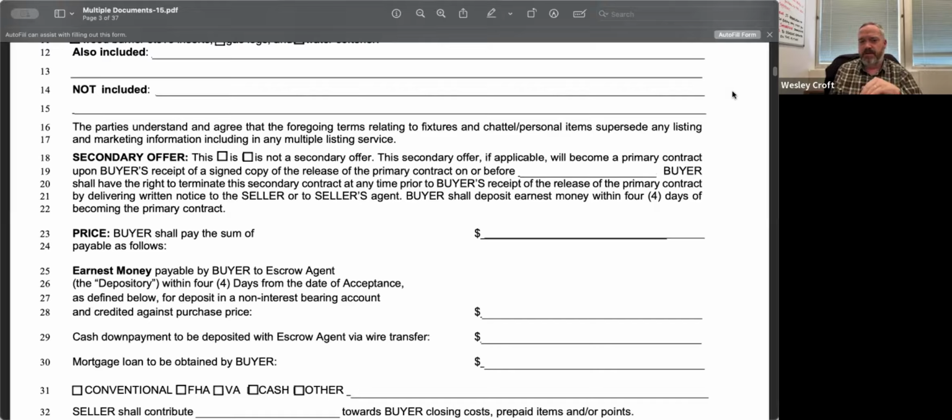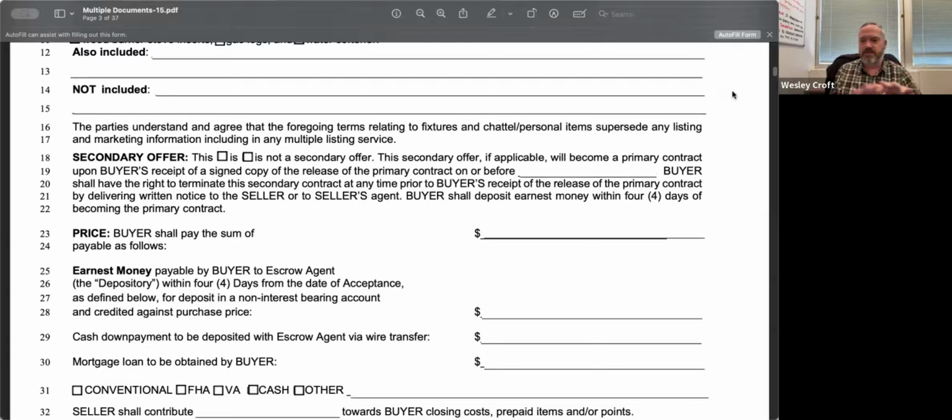Line 12 would be for things like a hot tub, which is a big one. Things that are not included, anything that they say in the broker remarks that's not included. Sometimes people will say, hey, the chandelier in the dining room is not included, right? Just make sure that you write that on there so that everyone is clear and there's no misunderstandings when you get to the closing table.